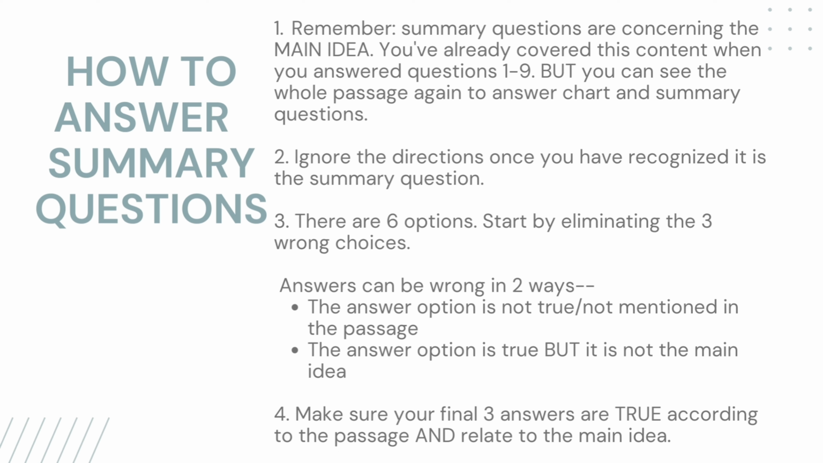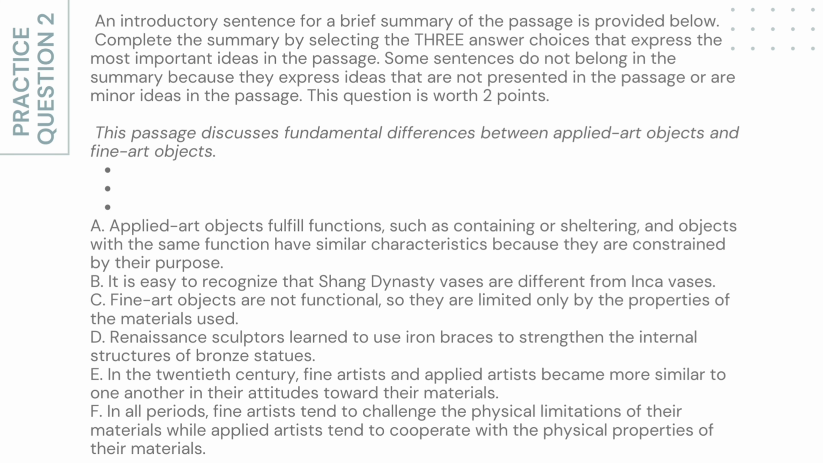And answers can be wrong in 2 ways. It can be wrong because it's not true according to the passage, or not mentioned in the passage. Or it could be wrong because it is true according to the passage, but it is not the main idea. Now, people who don't prepare for the TOEFL often get these wrong because of this difference. They know that they're looking for things that are not true according to the passage, but they don't realize that they're supposed to be looking for the main idea. So they choose answers that are minor details. They're true according to the passage, but they are minor details. And step number 4, make sure your final 3 answers are true according to the passage and relate to the main idea.